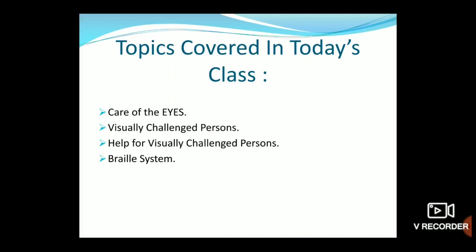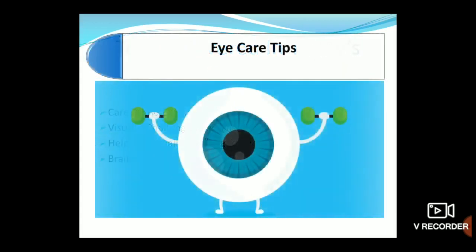It is very difficult to imagine the world without a pair of functional eyes, that is, about visually challenged persons. How modern technology helps visually challenged persons, and also a brief about the Braille system and its invention. Yes, eye care tips. We see the objects with the help of our eyes.